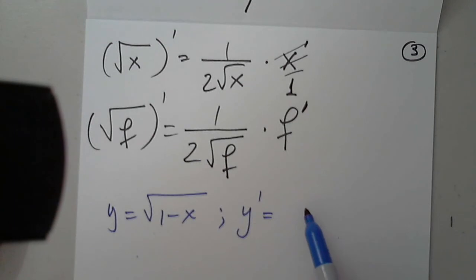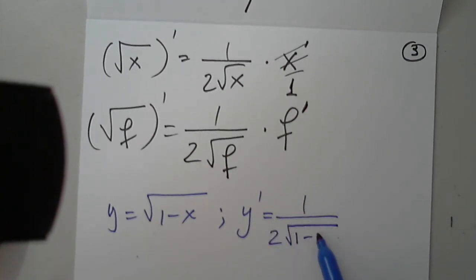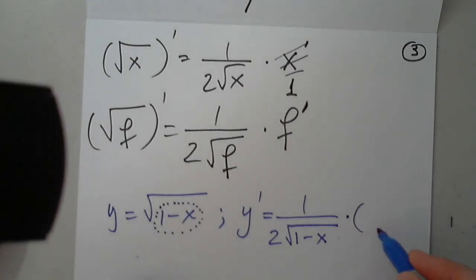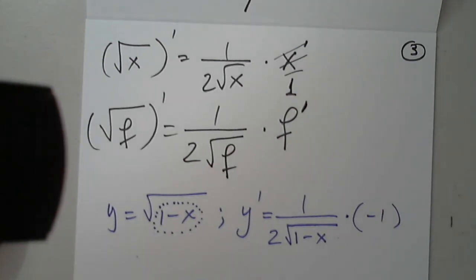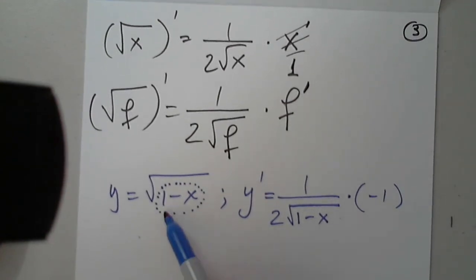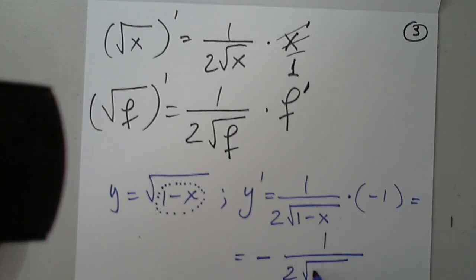Would the first step be to do 1 over 2 square root of 1 minus x? Excellent. Times. So now forget about the square root and just differentiate this. And put it here. Minus 1. That's it. The constant prime is 0. x prime is 1, but I have a negative 1, so I have to write negative 1. Awesome. So the final answer is negative 1 over 2 the square root of 1 minus x. And we used the chain rule.